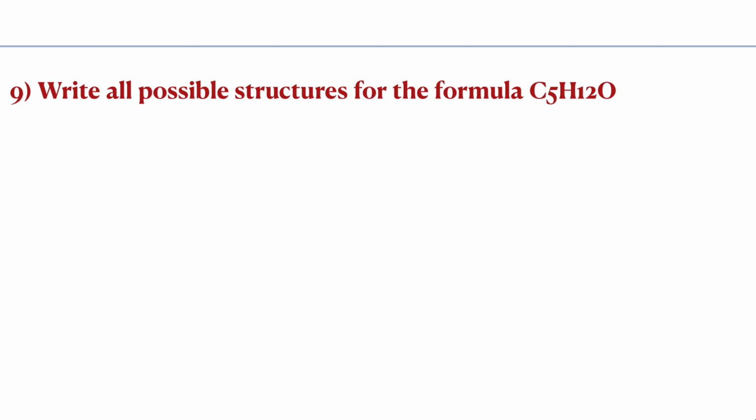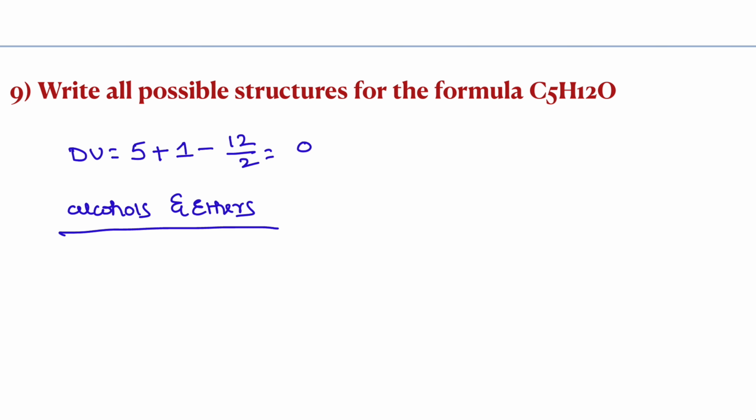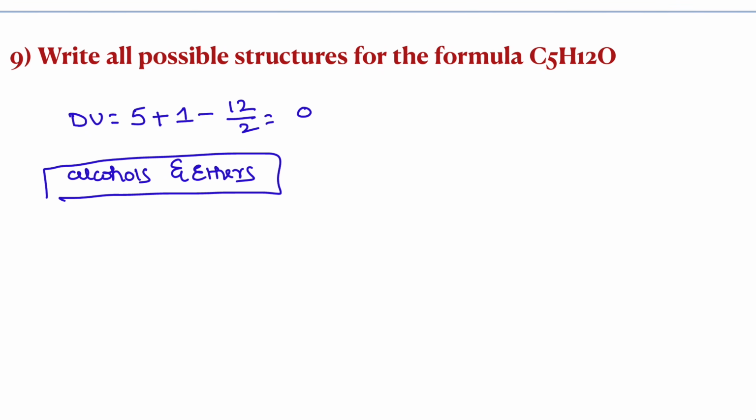So, degree of unsaturation is number of carbon atoms plus 1 minus 12 by 2. So, that is 0. Degree of unsaturation is 0 and there is one oxygen. The possible structures are alcohols and ethers. First, let us write alcohols.